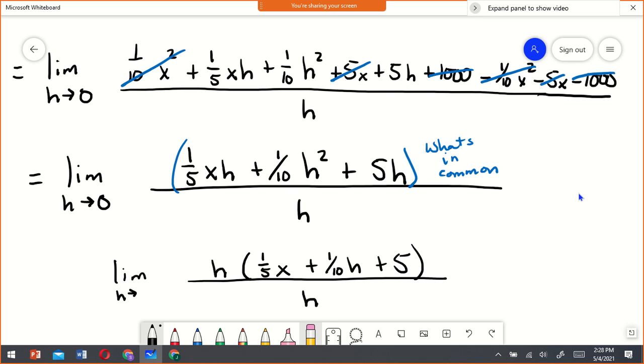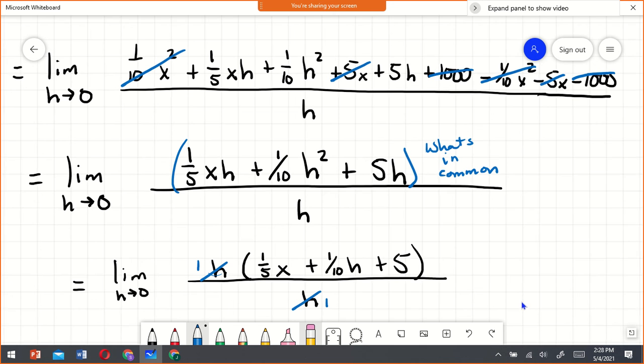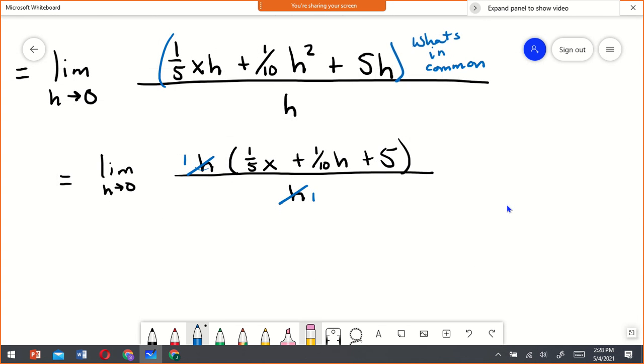So I'm just rewriting my numerator to understand where my cancellation is going to come from. h over h can cancel out. Those become multiplication times 1. And that is the step where we're going to be able to actually evaluate this limit, because there's no longer an h in the denominator, which means I'm no longer going to have an issue where I end up with a 0 in the denominator.